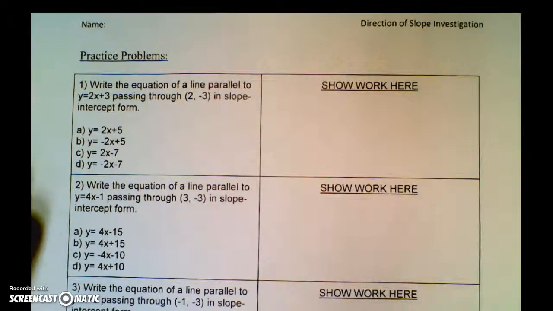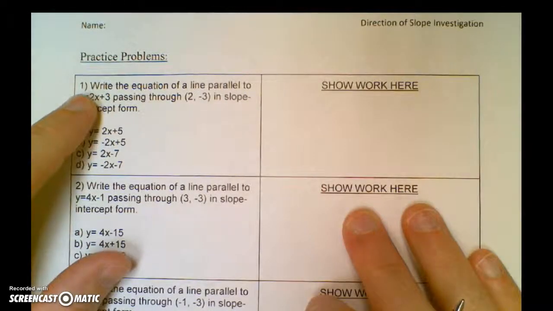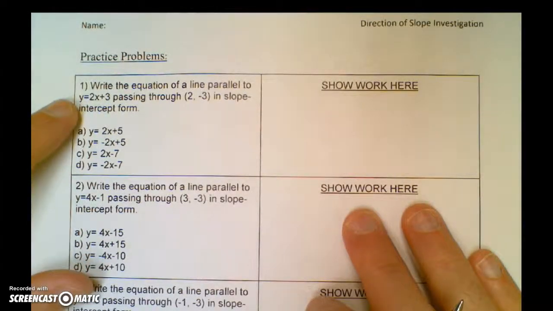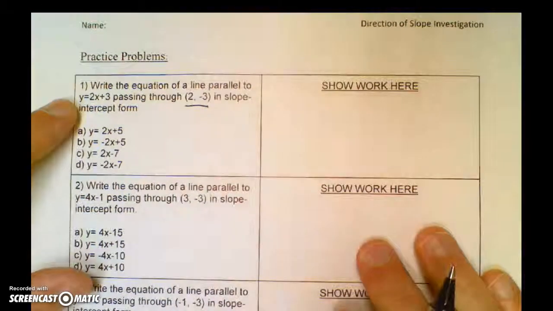Alright, now that we have some more understanding of slope, we're going to do some practice problems. I'm going to do the first one for you. I'm going to show you two different ways to do this problem, and then you can try the rest on your own. So the question says, write the equation of a line parallel to y equals 2x plus 3 passing through this point in slope-intercept form.